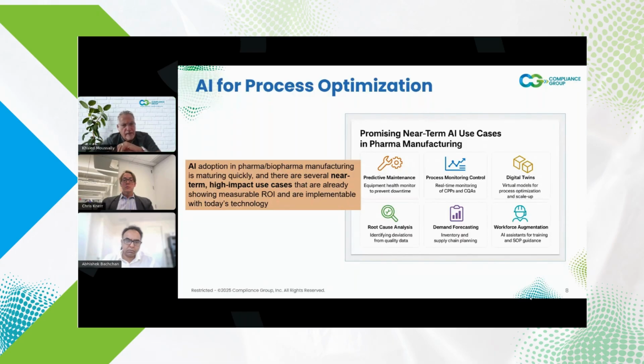Another one that I think Chris brought up is in regards to SOPs. Yes, in development of SOPs, there's another use case that's very useful, which is SOP consolidation and harmonization. A lot of companies grow inorganically, and we've been using AI to understand what those SOPs look like and how to harmonize them.